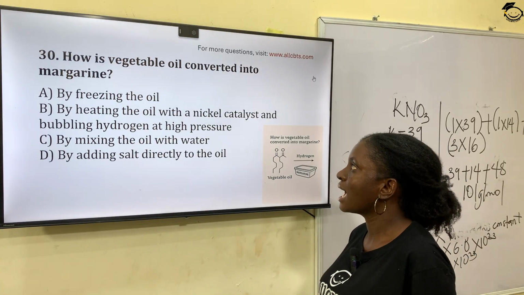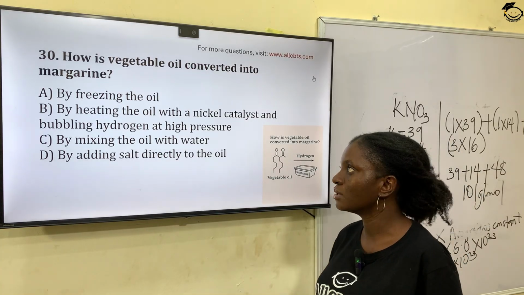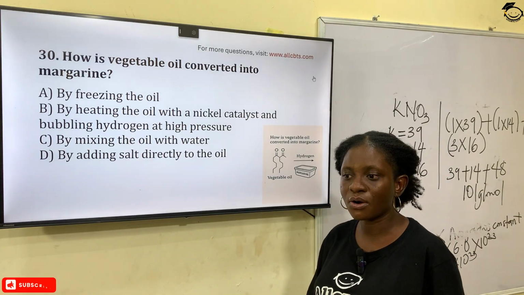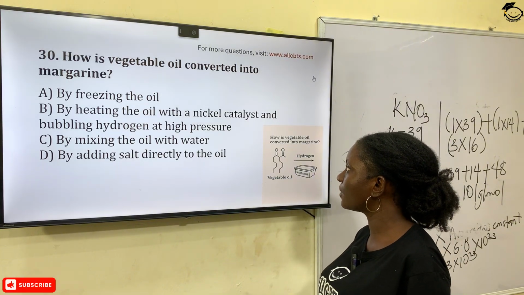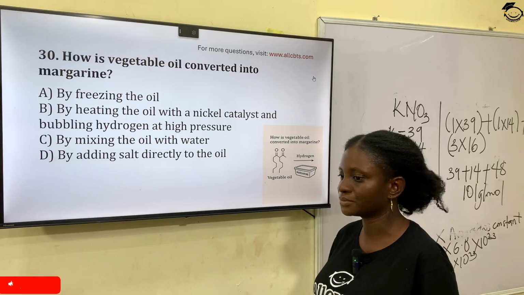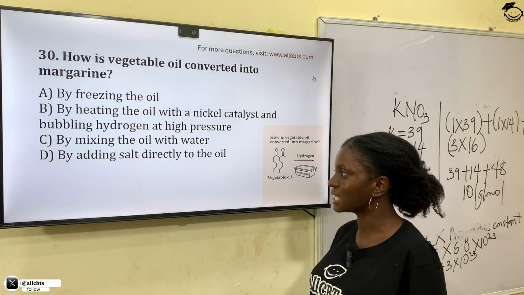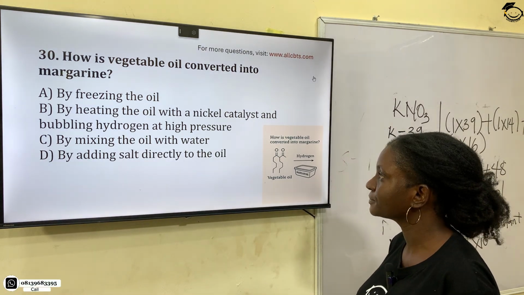Question 30. How is vegetable oil converted to margarine? Option A, by freezing oil. B, by heating the oil with a nickel catalyst and bubbling hydrogen at high pressure. Option C, by mixing the oil with water. D, by adding salt directly to oil.